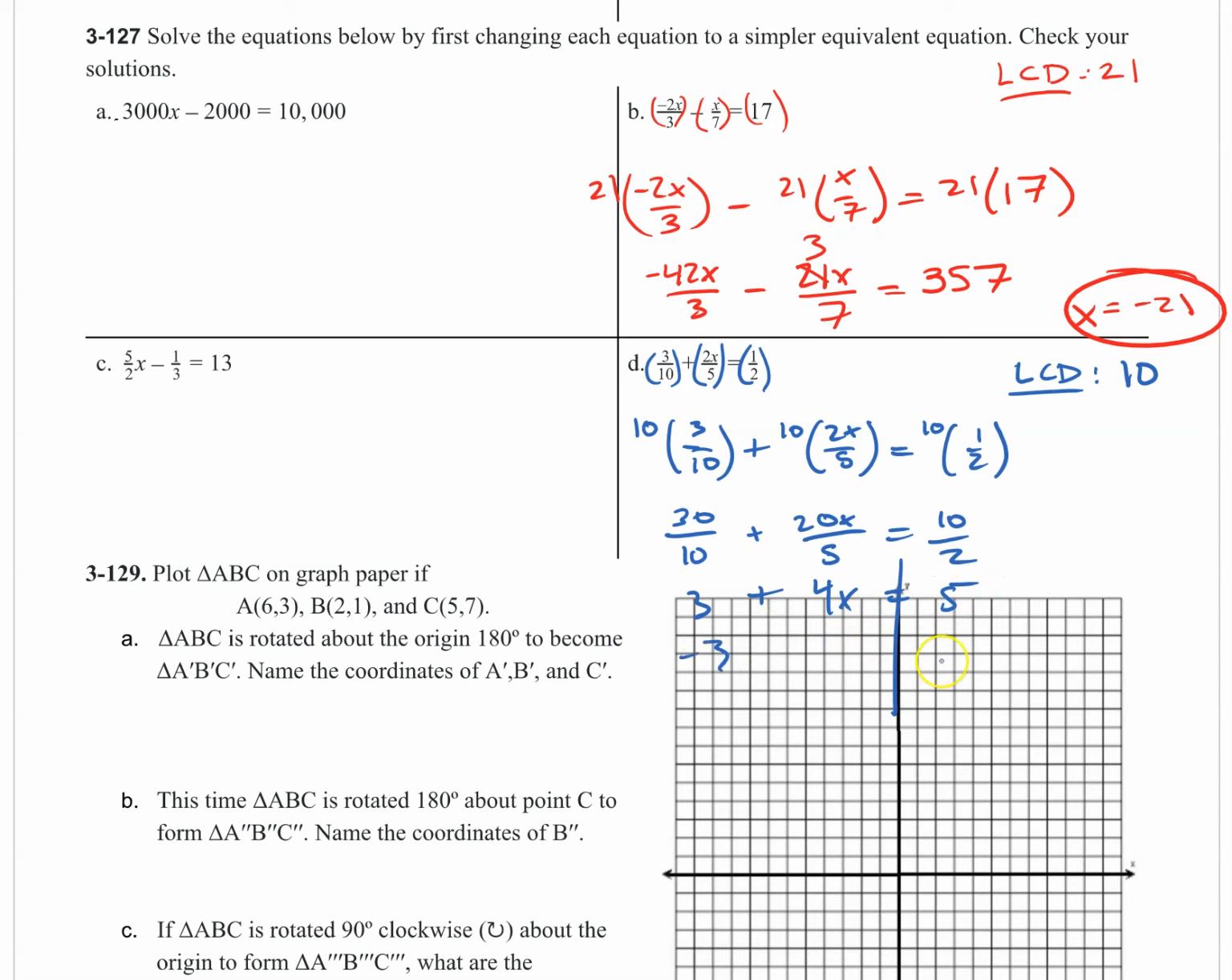Isolate x, so let's take away 3 on each side, and we get 4x equals 2. Divide both sides by the number in front of x. So x equals 2 over 4. But you better not leave it like that. Best simplify. 2 over 4 is a half. If you divide the top and bottom by 2, that turns into a half.